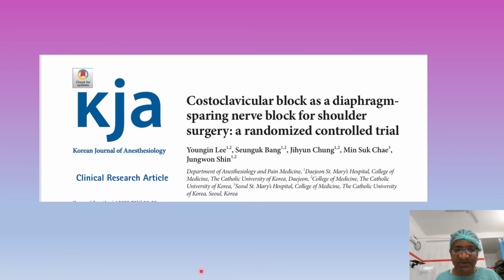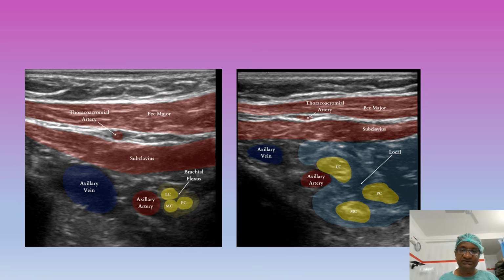Diaphragm sparing nerve block, because already we have told suprascapular nerve is spared. That's a problem with shoulder, but the phrenic nerve is somewhere. The subclavius, axillary artery, three cords: lateral, medial, and posterior. Above is lateral, medial, and posterior is by the side. So give the injections locally, so that all the cords are completely soaked. The thoracoacromial artery is here. Now we can see here.